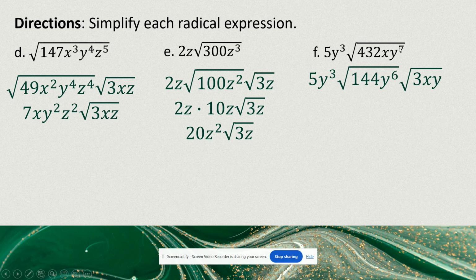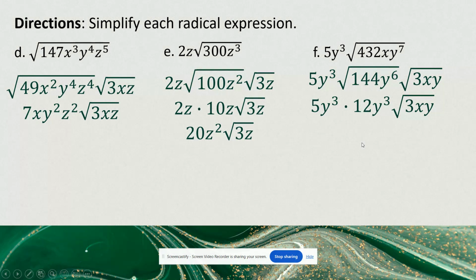Okay, y to the 7th, though, I can pull one out and put the remaining even in this radical. So I would have 5y cubed times the square root of 144 is 12, and the square root of y to the 6th is y to the 3rd, times 3x, the square root of 3xy. Now this stuff out here I can combine, right? 5 times 12 is going to give me 60, and y cubed times y cubed is going to give me y to the 6th power. So I have 60y to the 6th times the square root of 3xy, right?